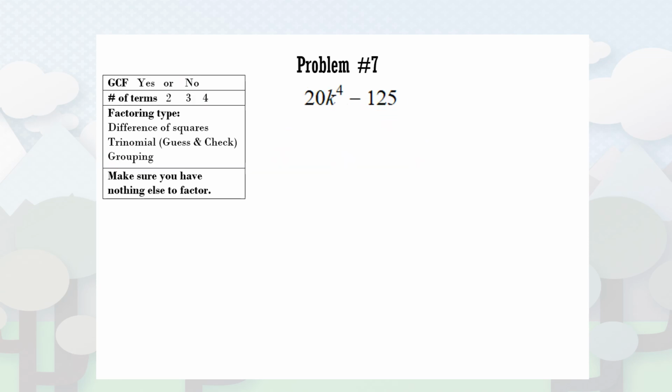All right, so for this one, let's take a look here. GCF, yeah, I know at least 5 goes into both of those just because both numbers end in 0 or 5. So definitely GCF, and I believe 5 is the largest thing. So both of these we can take out a 5. And if you take out a 5, you're going to end up with 4k to the 4th minus 25.